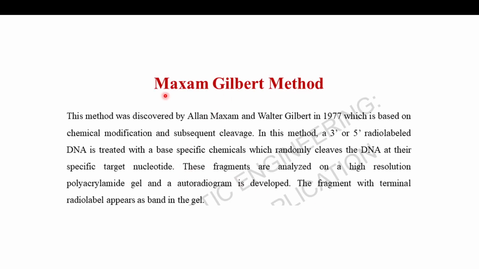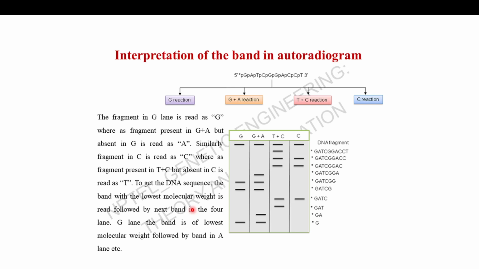Another sequencing method is the Maxam-Gilbert method. This was actually discovered by Alan Maxam and Walter Gilbert, which is based on chemical modification and subsequent cleavage of the nucleotides. So in this method, what happens? A 3' or a 5' radio-labeled DNA is treated with base-specific chemicals, which randomly cleaves the DNA at their specific target nucleotide. And these fragments are then analyzed on a high-resolution polyacrylamide gel and an autoradiogram is developed. The fragment with terminal radio label appears as band in the gel.